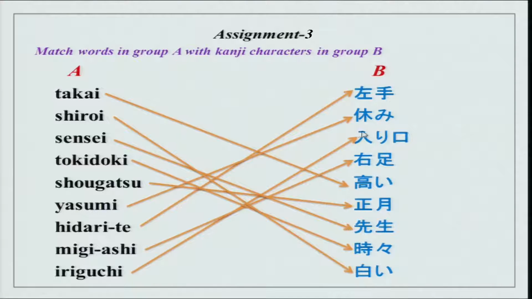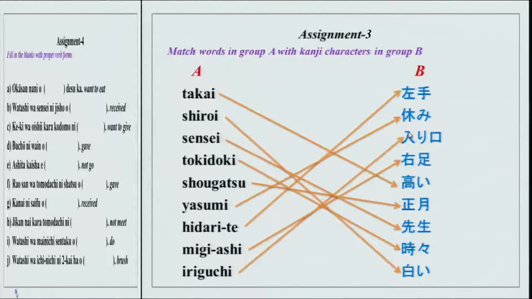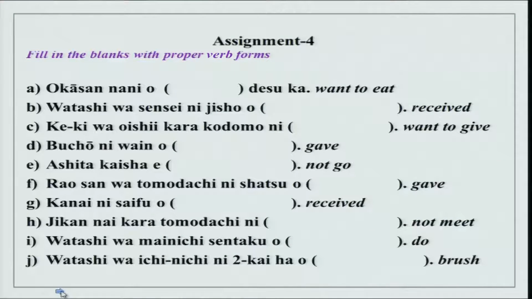You have this stroke here on top. Of course, it is not a stroke as such, but just to separate it or make it a little different from hito, which is a straight line, this bow has been given. Now, this one is fill in the blanks with proper verb forms. Well, let us see what it is. The clue is given over here in English and you are supposed to write it in Japanese.